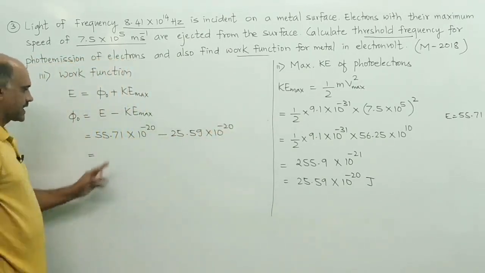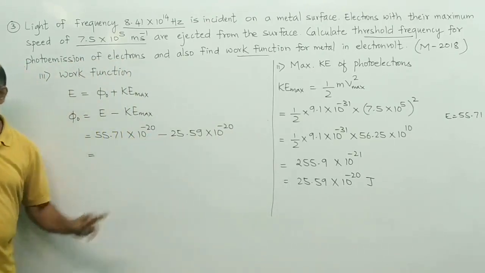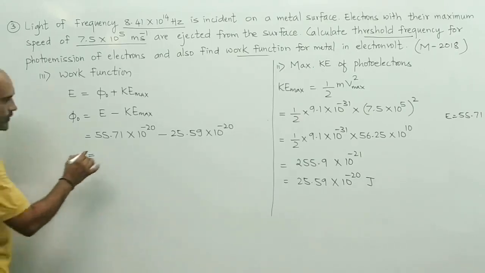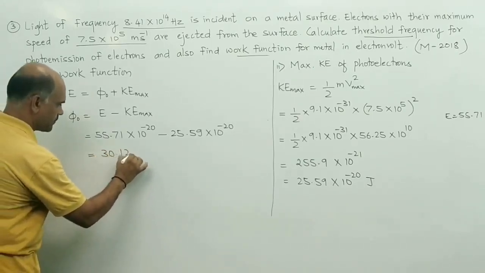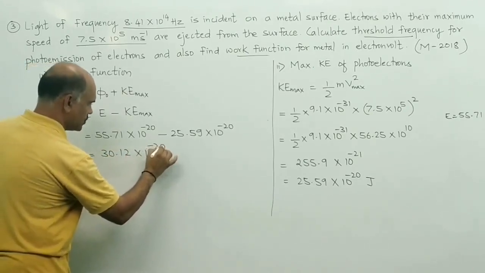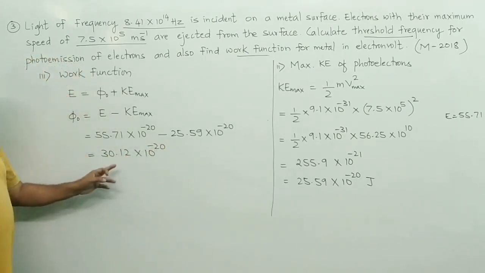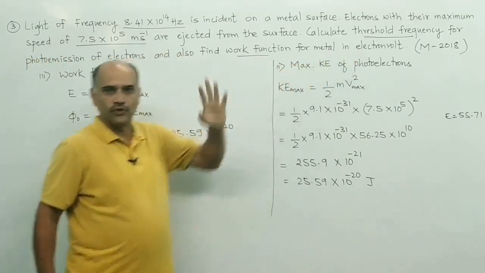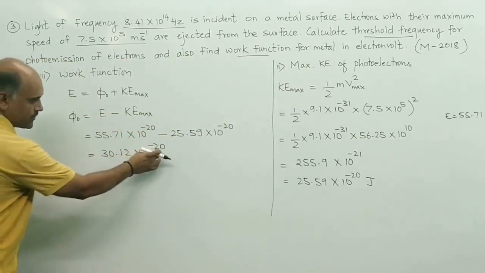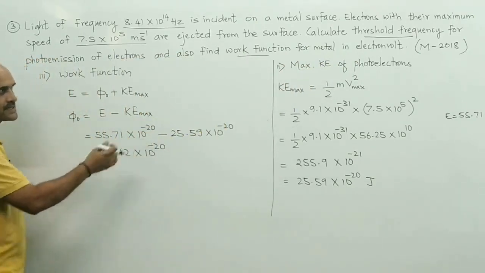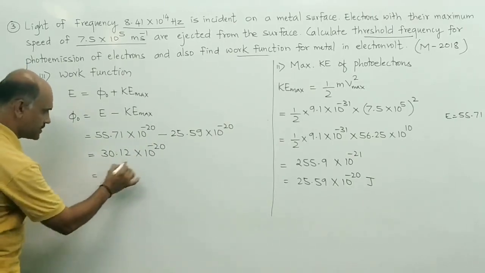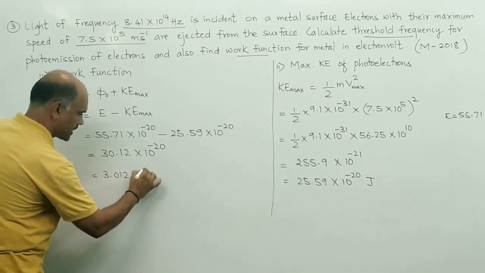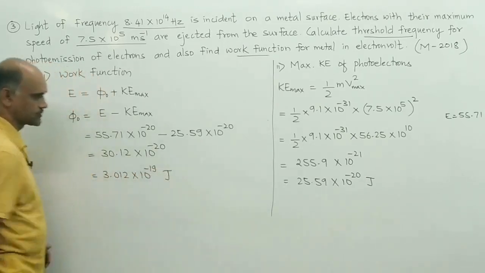So if I subtract, again use calculator and subtract this. If you subtract, you will be having 30.12 into 10 raised to minus 20. Units is joules. So he has asked in electron volt. So what I will do? One point again I will shift, I will make it as minus 19, means it will be easy to simplify. So if I shift one point to the left, 3.012 into 10 raised to minus 19 joules.